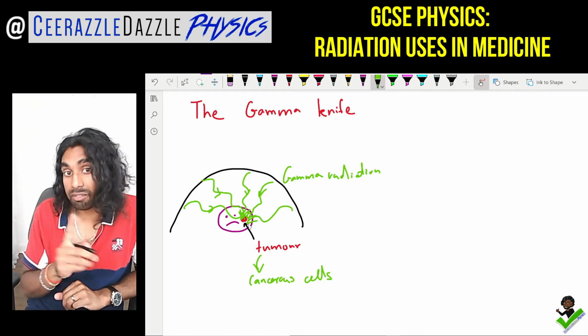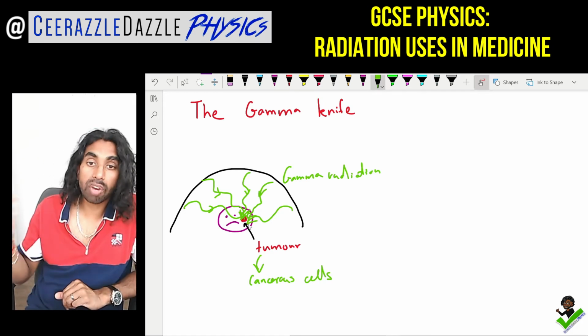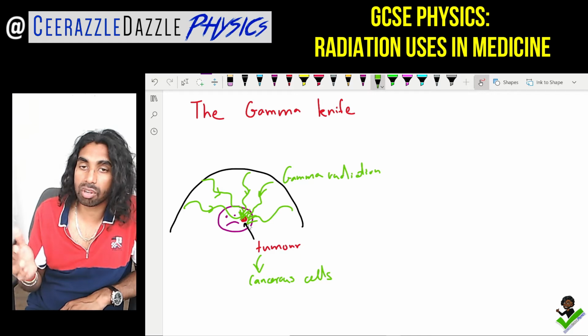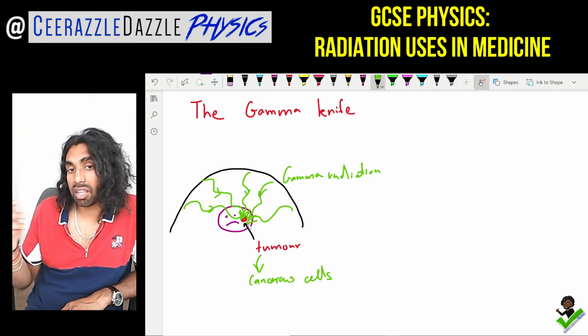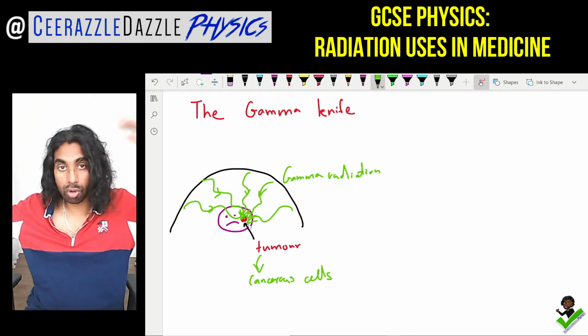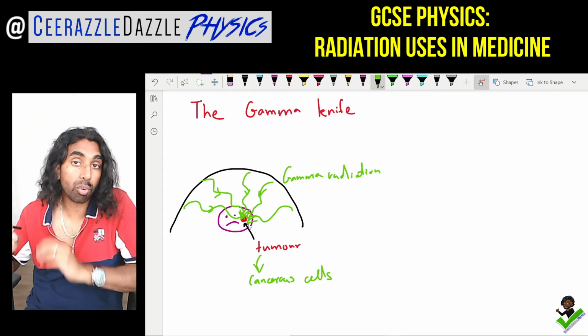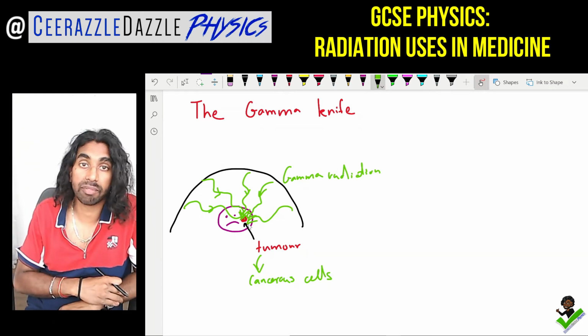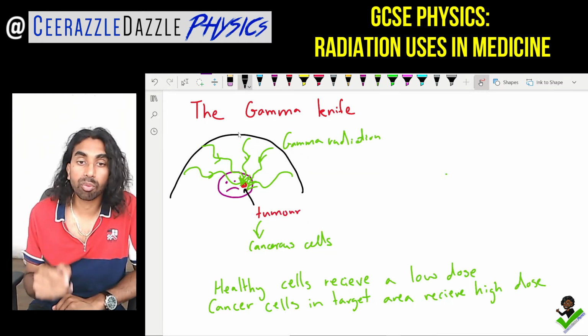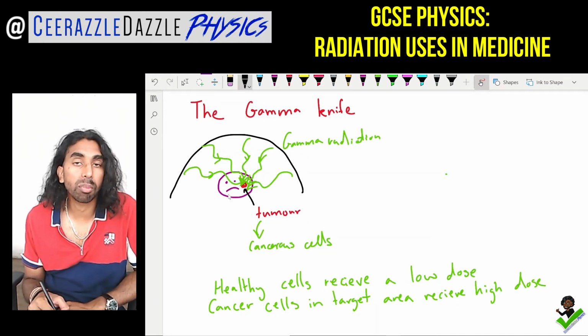So that's a key thing about the gamma knife, guys. You are exposing the patient to gamma radiation, obviously, but the key thing is that it's only where they're all concentrated and meeting that point will kill off the most cancer cells. You might be wondering, what about the healthy cells inside the body?